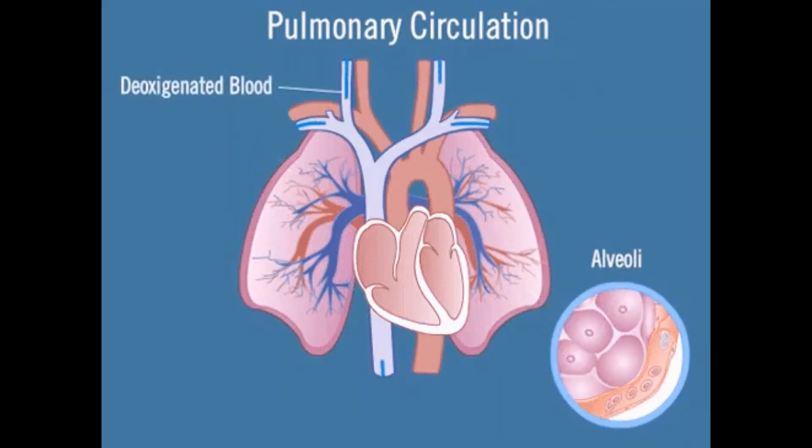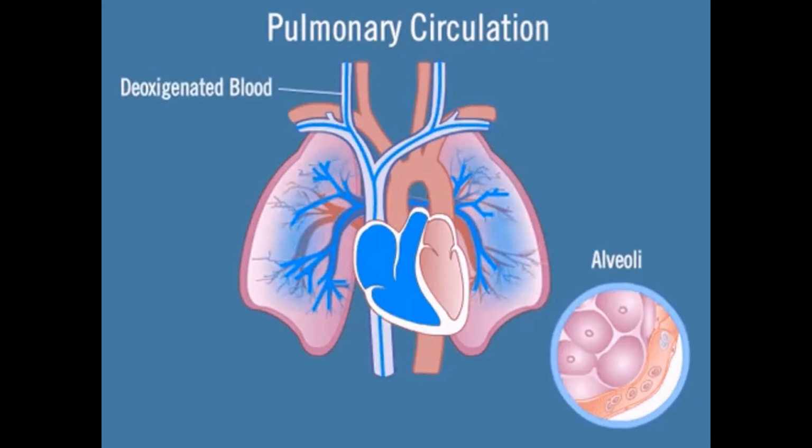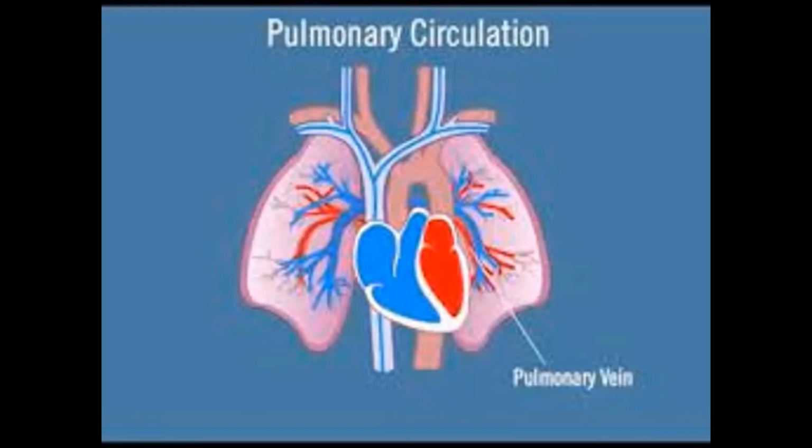Okay, so pulmonary circulation: blood comes into the heart and goes to the lungs. This is deoxygenated blood that goes into the heart, and it goes into the lungs. The deoxygenated blood gets exchanged for O2, and then it comes back to the heart to then be pumped out.